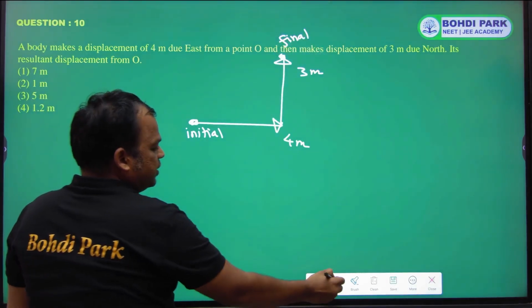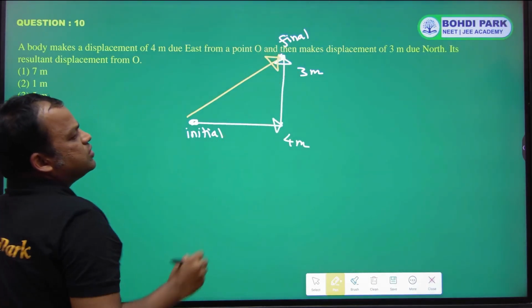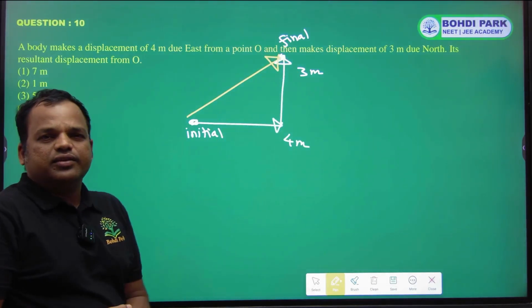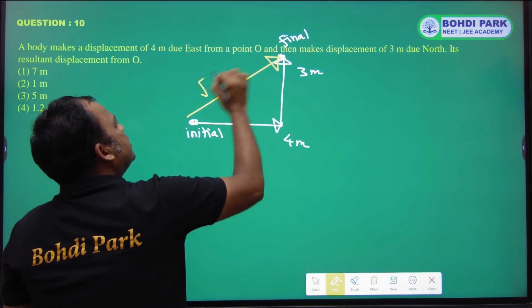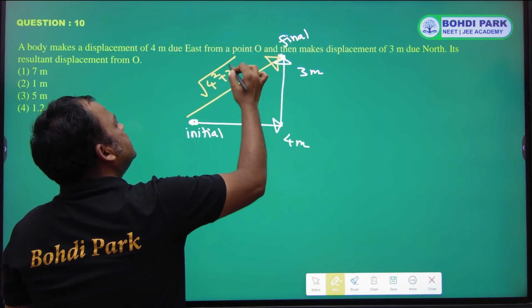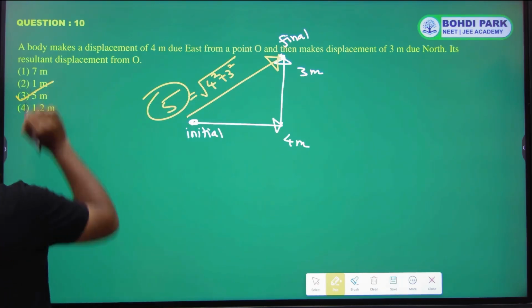So this will be the resultant displacement. So directly we can use the Pythagoras theorem. Okay, so this will be square root of 4 square plus 3 square, and that is equal to 5. So third option. That's all.